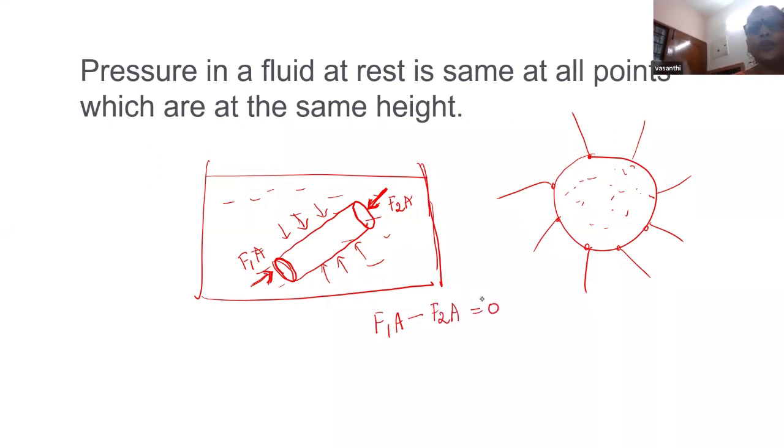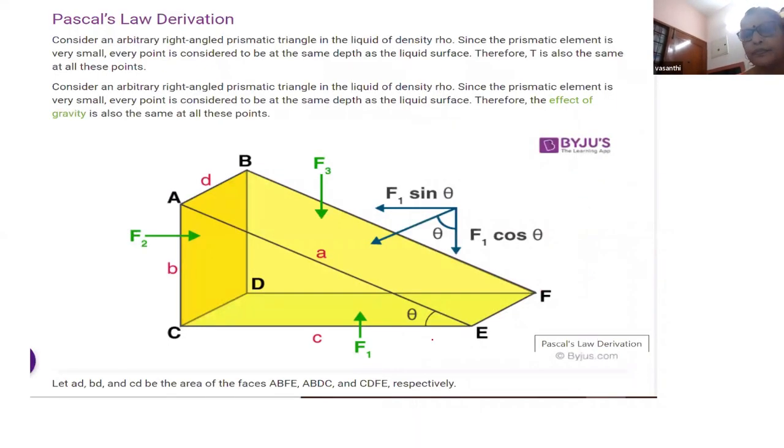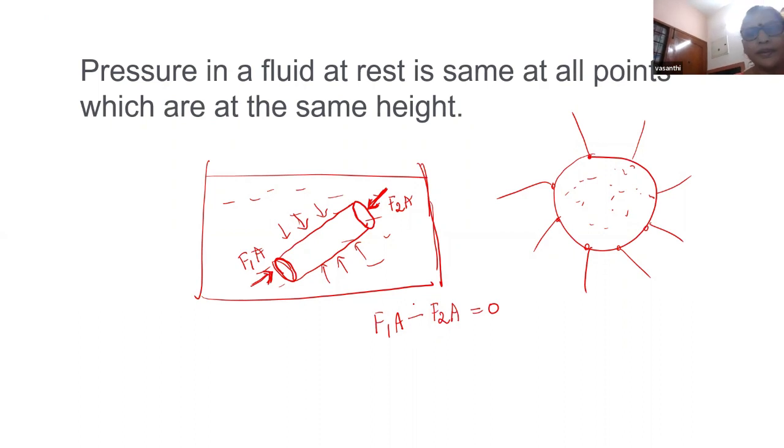You know that the forces act exactly in the opposite direction. Sorry, I think I'm going to the wrong page. It is P1A and P2A. The force here is F1, and here it is F2. So F1 must be equal to F2 because the liquid is at rest. So P1A must be equal to P2A, so P1 is equal to P2.